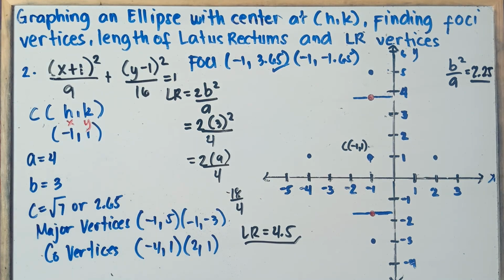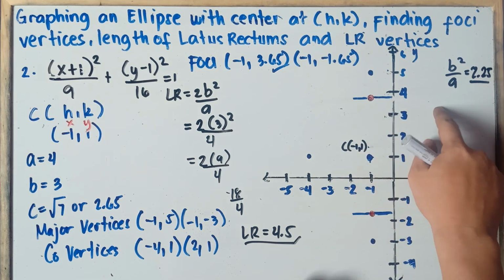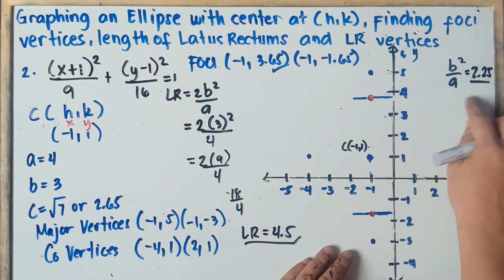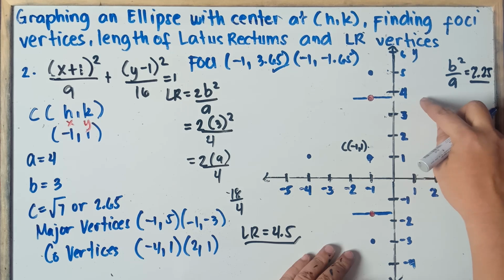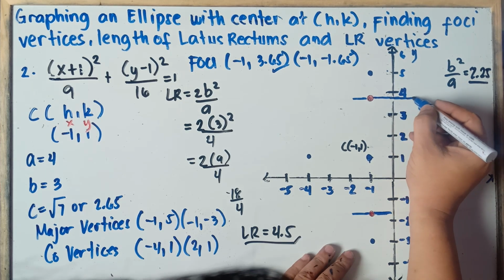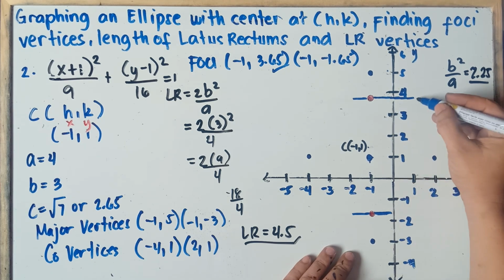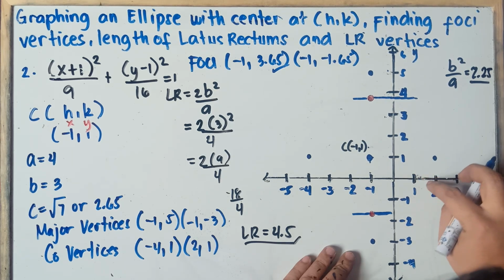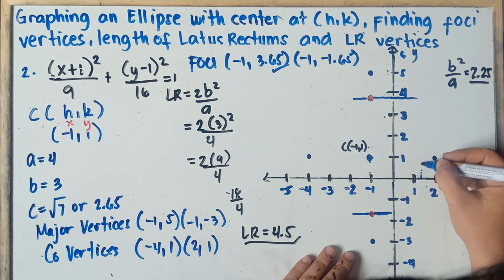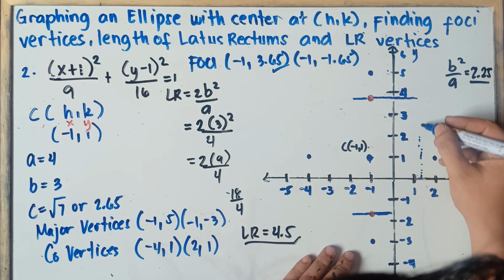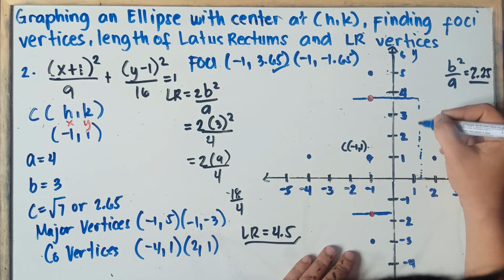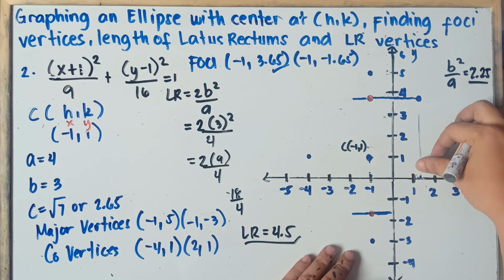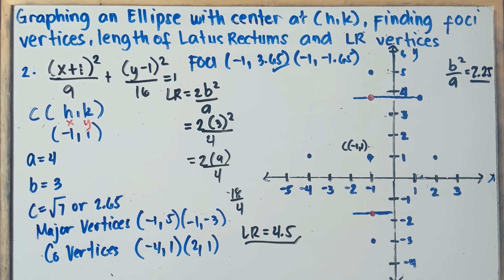2.25. So therefore, class, we need to move 2.25 units starting from the focus going to the right for our length. So 2.25 units: 1, then 2, then 0.25. So simply estimate, class: 1, then 2, then 0.25. 0.25, this one right here, in between 0.5, so this one right here. Once again, class, simply estimate, and you do it step by step. Alright, so this will be our first vertex for the latus rectum.